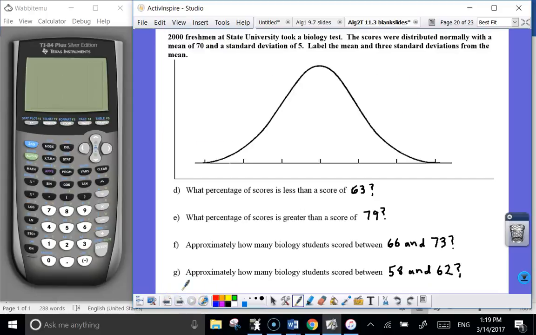So let me label this one again. It's the same distribution. So 70, I need to change colors. All right, I'm going to change it orange. 70, 75, 80, 85, 65, 60, 55. All right, so the first question, what percentage of the scores are less than 63? Okay, well, let's see. 63 would be right there.